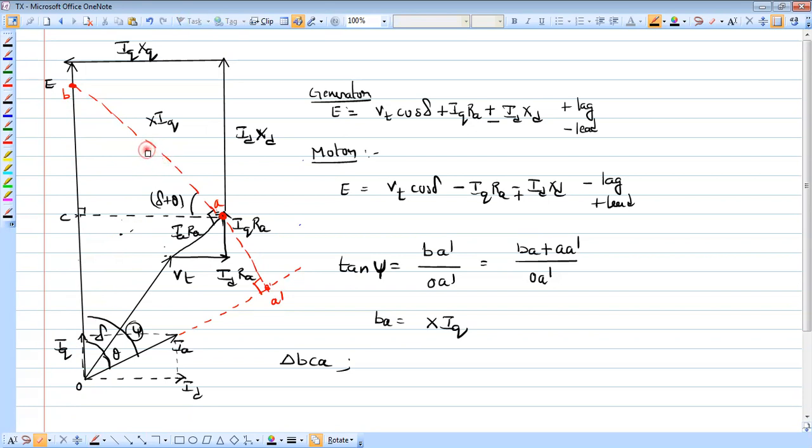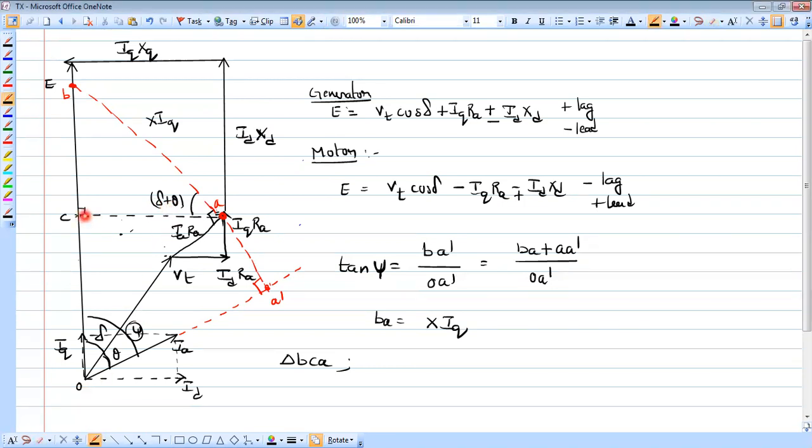So more analysis is needed over here. If you have any doubt at any step, you raise your hand. I will once again repeat that procedure. Okay, so here the angle is delta plus theta.